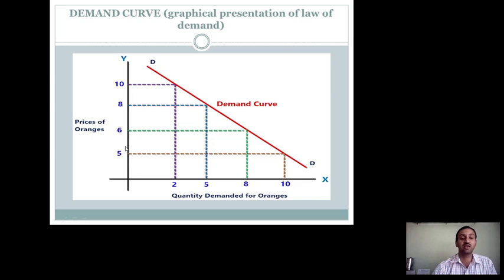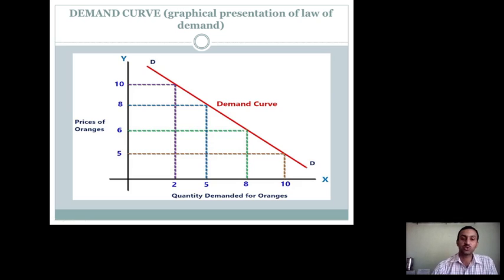And the price decreased again from 6 to 5. At that point, the demand was 10 dozen. So here, this DD red line is a demand curve. And here we can see the step by step change in price, and simultaneously, as the price decreased, the quantity demanded was increasing.